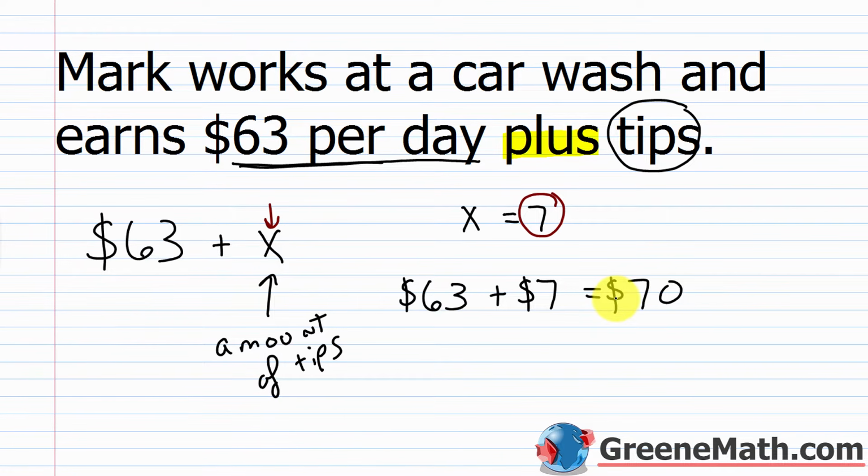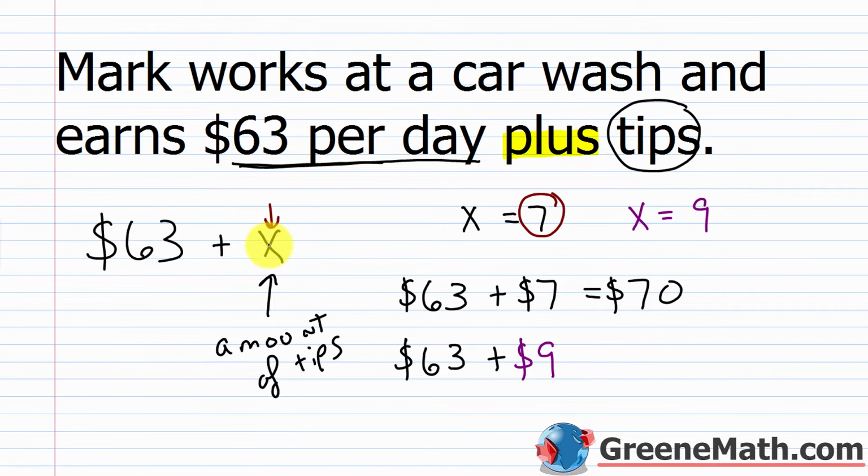But the next day, it's going to be different. So let's say the next day, x is going to equal 9. Well, then I'd take 63 and I'd add 9 to that, right? I'd make $2 more, or I'd have 72. So the following day, you would have $63 plus, and let me do this in a different color so we don't get confused, $9, right? So in that case, x is equal to 9.